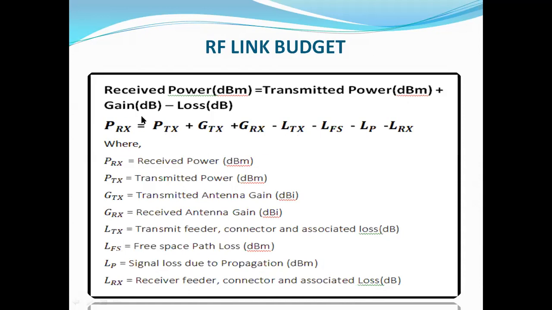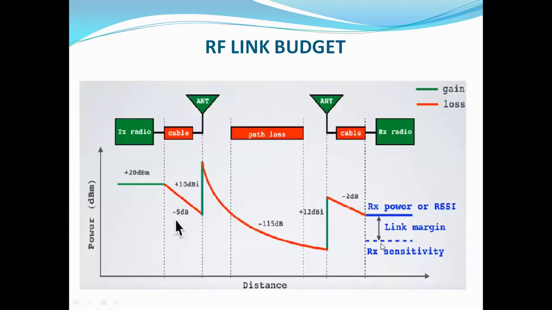So ultimately, adding the gain with the transmitted signal and subtracting the losses, we will have the received power. And this received power is supposed to be more than the sensitivity level of the receiver.